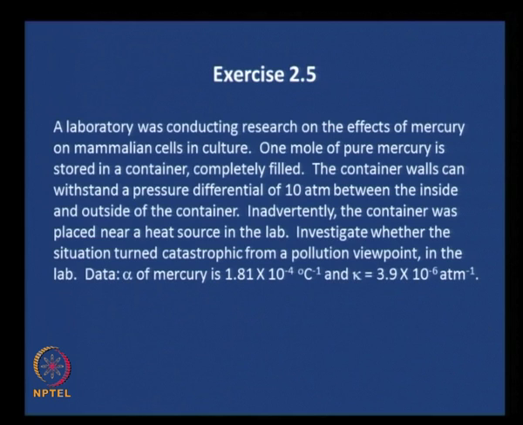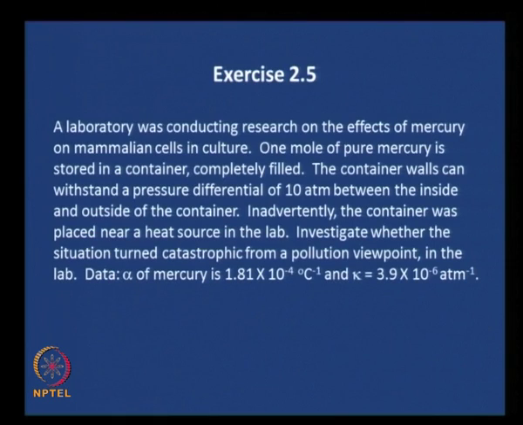As we have been doing in this course, I will present the exercise, and then I will give you time to work that out, then I will present you a part of the solution, and then give you more time to work it out, and then present the complete solution. The exercise is this: a laboratory was conducting research on the effects of mercury on mammalian cells in culture, a very typical experiment. 1 mole of pure mercury is stored in a container completely filled. The container walls can withstand a pressure differential of 10 atmospheres between the inside and the outside of the container.